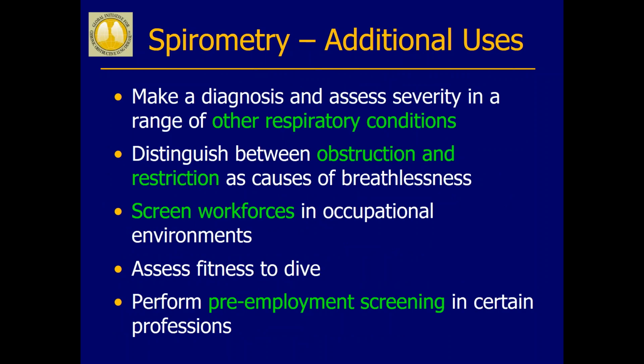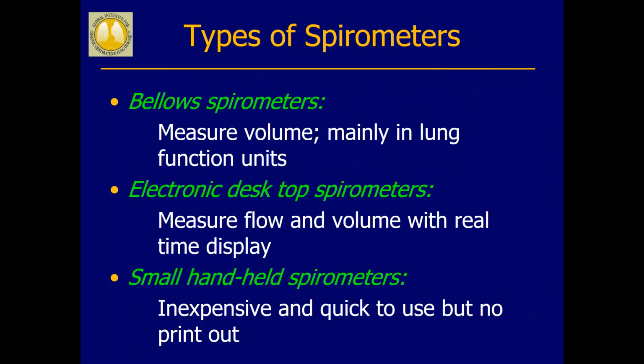So you can also use spirometry to make a diagnosis and set severity in the range of other respiratory conditions. I mentioned asthma. There's lung fibrosis and some respiratory muscle weakness diseases that you can use with spirometry to help aid your diagnosis. You can distinguish between obstruction and restriction as the cause of breathlessness. You can screen workforces in occupational environments, with the Tonawanda issue in the news and Bethlehem Steel in the past. There's other occupational lung diseases that would require screening the workforce on a regular basis. Assess fitness to dive and perform pre-employment screening in certain professions.